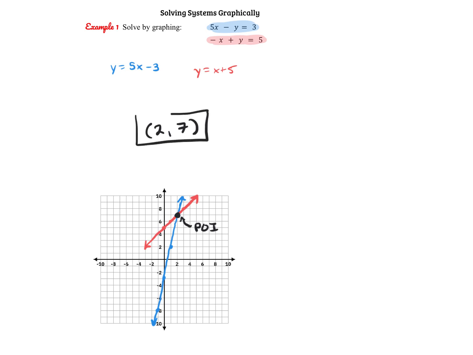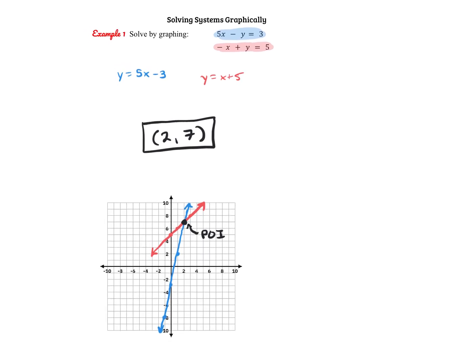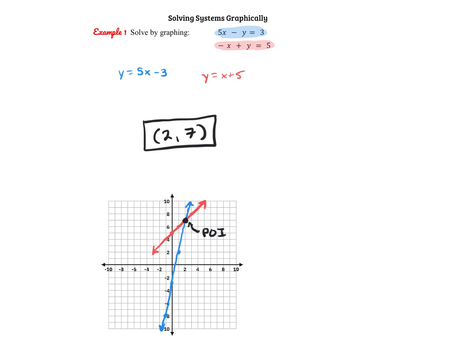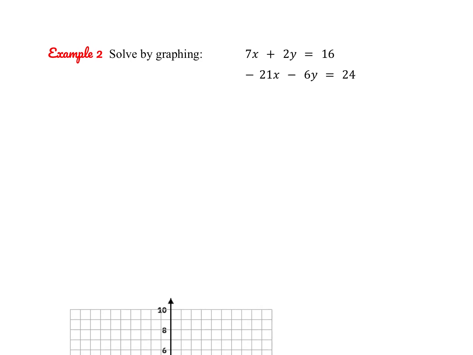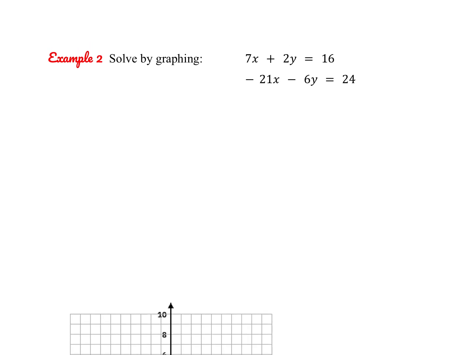So again, we're always going to write our solution as an ordered pair because we are looking for a point of intersection. All right, let's try another one together. So again, I'm going to rewrite in slope-intercept form so it's easier to graph for this first one. So 2y equals negative 7x plus 16.